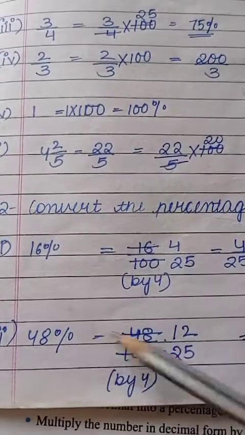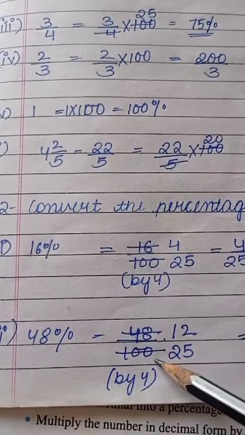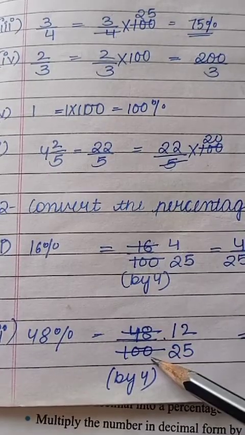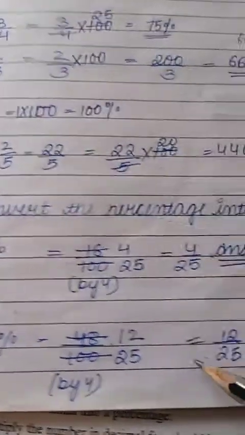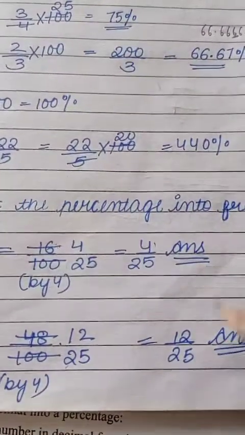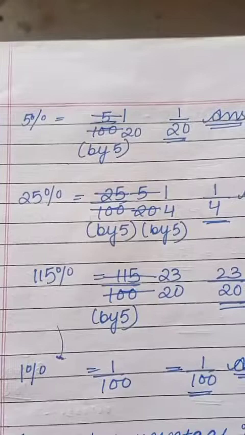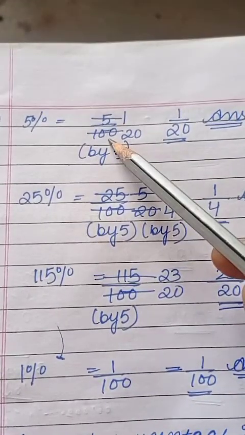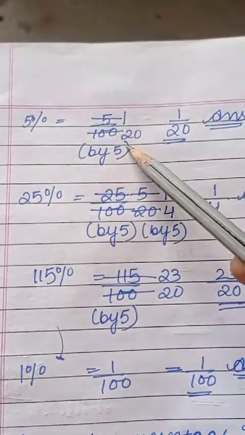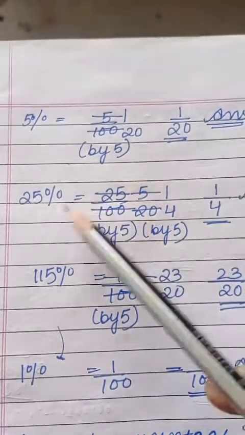Next is 48% which can be written as 48 by 100. So cut it with the table of 4. 12 4s are 48 and 25 4s are 100. Your answer is 12 by 25. Further they cannot be cancelled. 5% can be written as 5 by 100. Cut it with the table of 5. 5 1s are 5 and 5 20s are 100. So 1 by 20 is the answer.